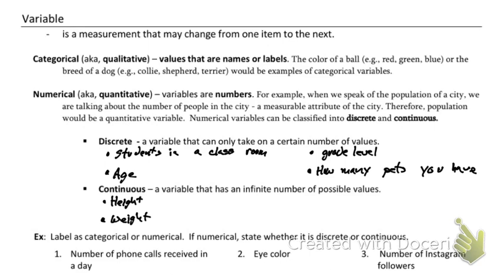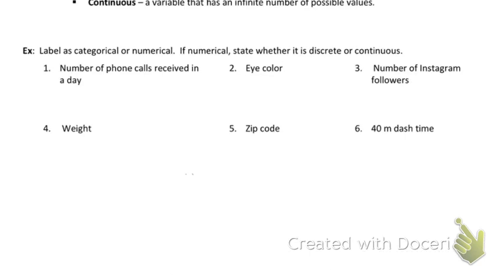All right, let's go down below and let's categorize each of these 6. The first one says number of phone calls received. We have to determine whether this is numerical or categorical. If it's numerical, we should put whether it's discrete or continuous. So I have number of phone calls received in a day. Is that numerical or categorical? Numerical. It is numerical.